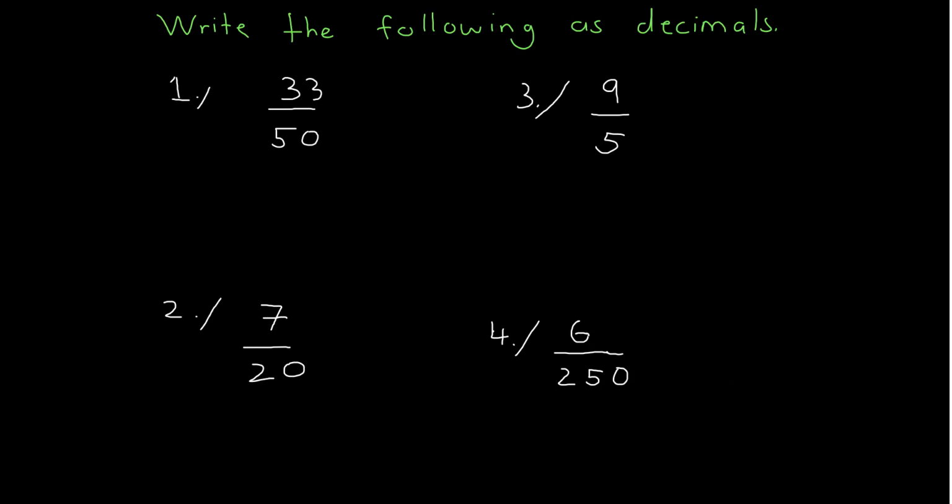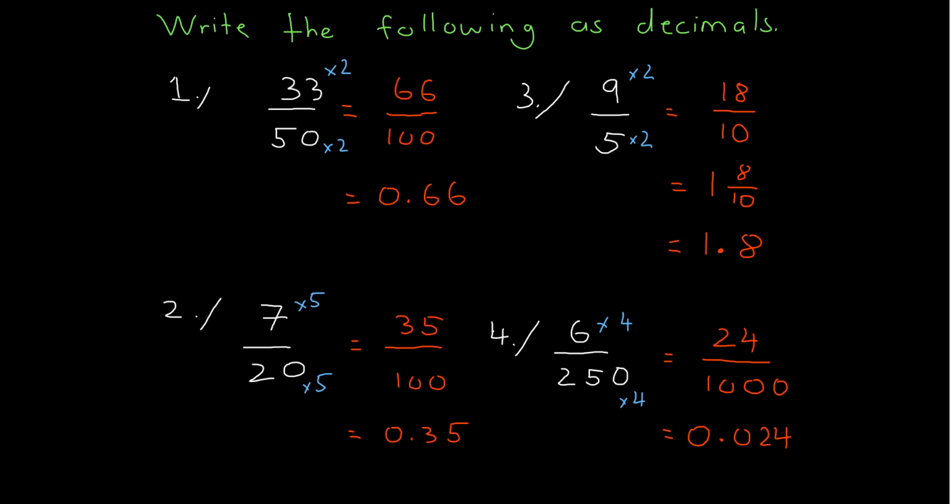Okay, so you've now unpaused the video and are ready to see the answer. The first thing I did, 33 over 50, I times the 50 by 2 to make it 100, and I had to times the 33 by 2 to get 66. 66 over 100 is 0.66. Question 2, I times the 20 by 5 to get to 100, so I times the 7 by 5 because I've got to do the same thing to the top and the bottom, and I got 35 over 100, and that's of course 0.35.